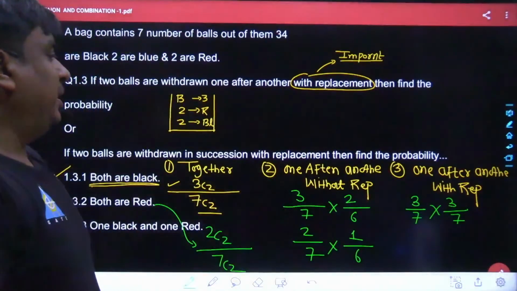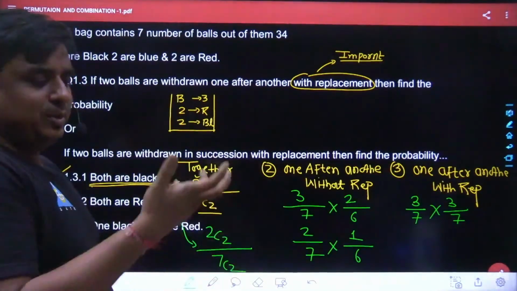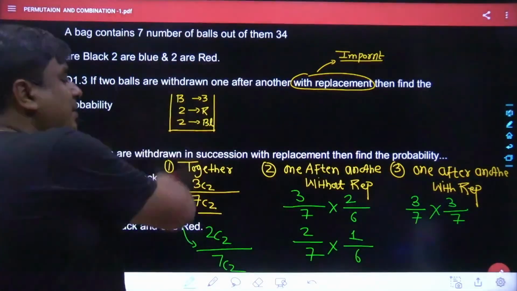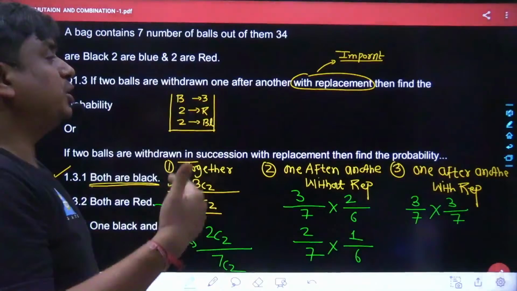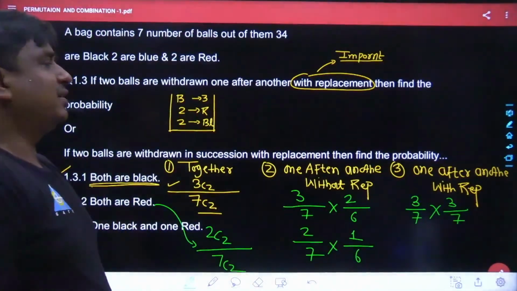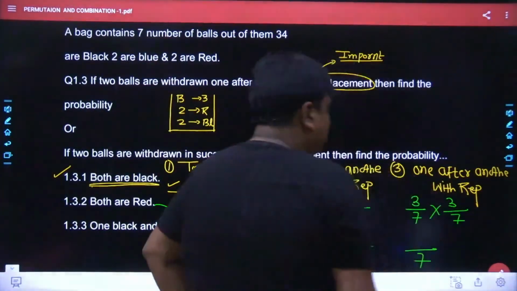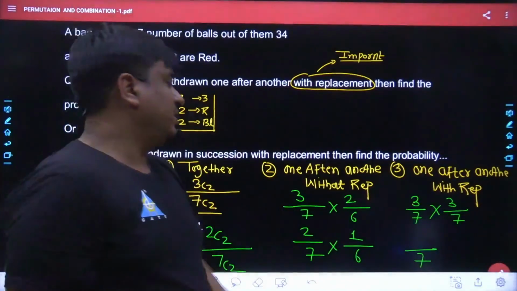Now, let me take the last way of retrieving the two balls. One ball is taken out, the color is noticed, and it is put back within the box. We want to know the probability that both balls taken out are red. So the first time, how many ways could one ball be retrieved out of 7? It's 7C1, that stands for 7.